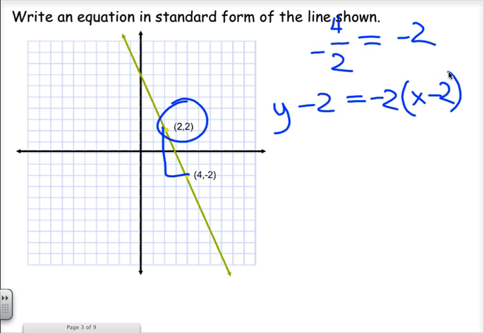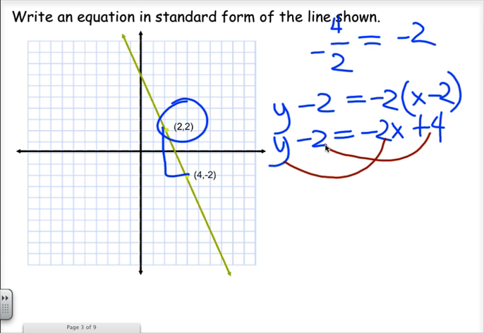Now I've got to multiply that out. y minus 2 is equal to negative 2 times x, which is negative 2x. Negative 2 times subtracting 2 is a negative times a negative, so it's plus 4. So now I'm going to start combining these things and moving them all over the place. I've got to move this over here and this over here. When I do that, I end up subtracting 2x from both sides, or adding 2x to both sides. So that's why I end up with 2x plus y. And then when I add 2 to both sides, I'm going to end up with equal to 6.